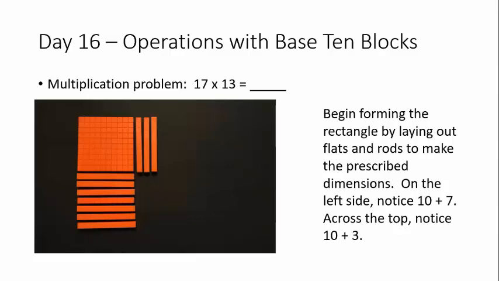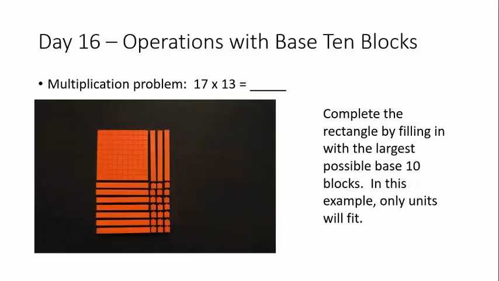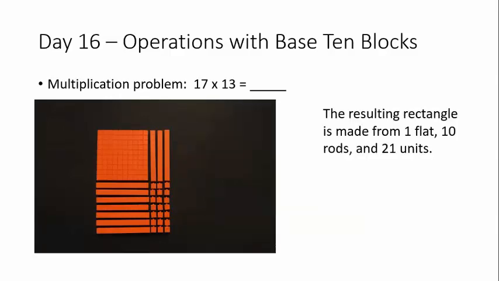The next thing to do is fill in the rectangle with the largest possible pieces from the base 10 kit. You'll notice that no rods will fit, but I can complete the rectangle by filling in with units. It required 21 units to fill in and complete the rectangle. If you count all of the base 10 blocks there, you'll notice there's 1 flat, 10 rods, and 21 units.